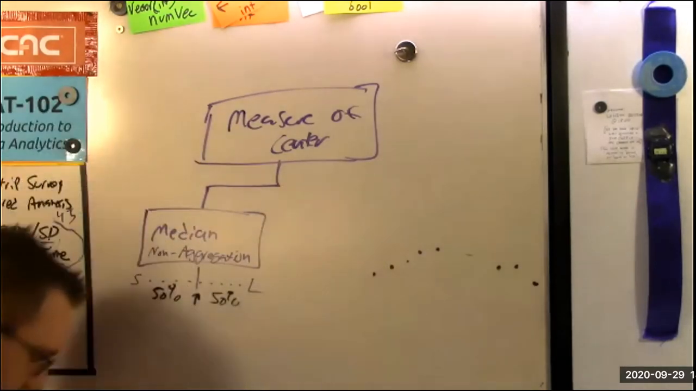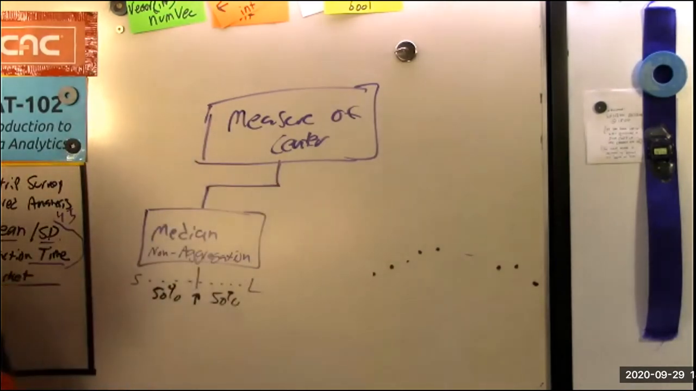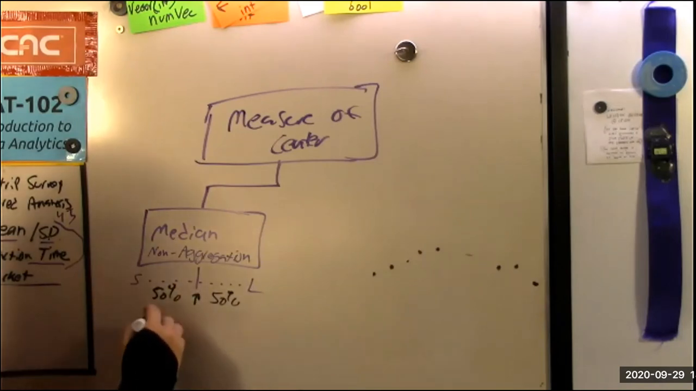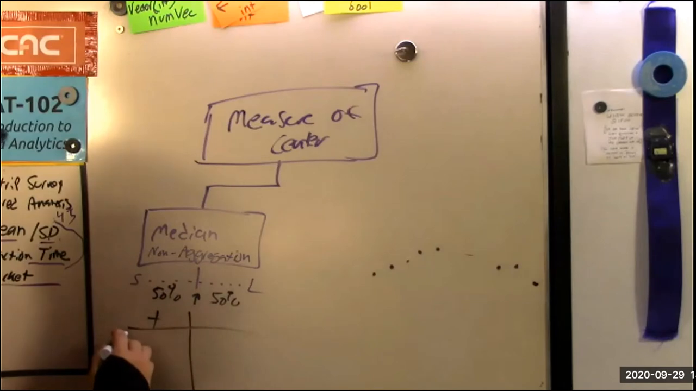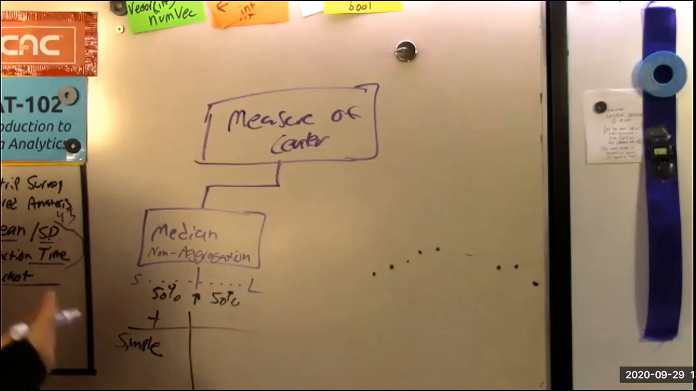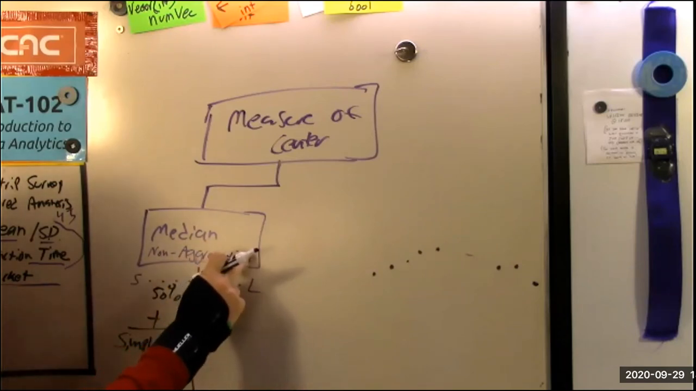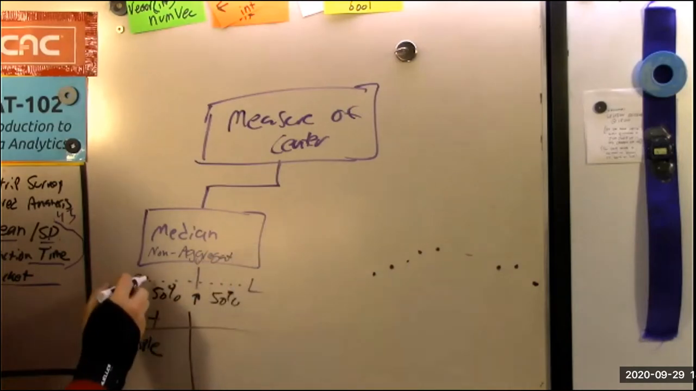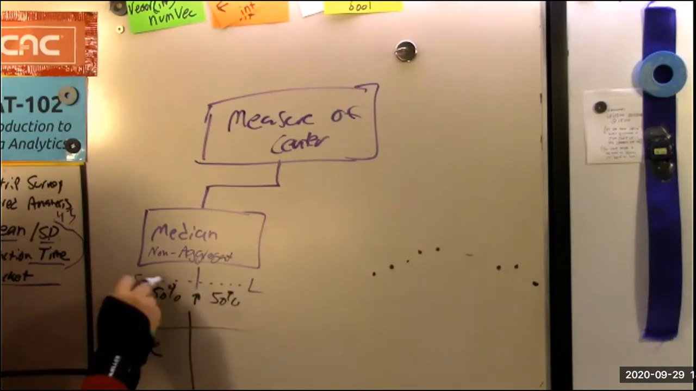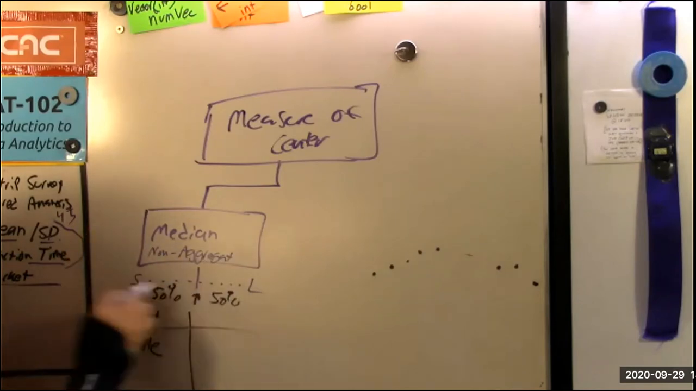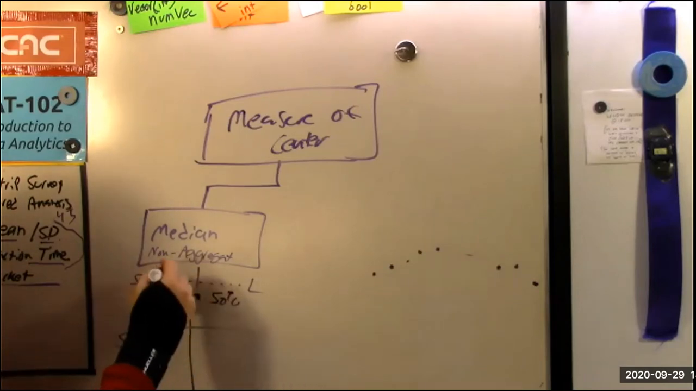And those of you that have, lots of us have taken some stats courses, the advantage to median is it's simple to calculate. So it's simple, and in a way that means it's less error prone. And one of the ways that the median is most useful is because it's not aggregating, meaning it does not involve a computation that computes a summary value using the magnitudes of each individual observation.